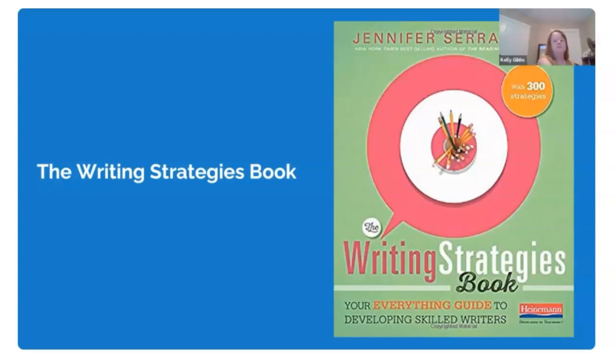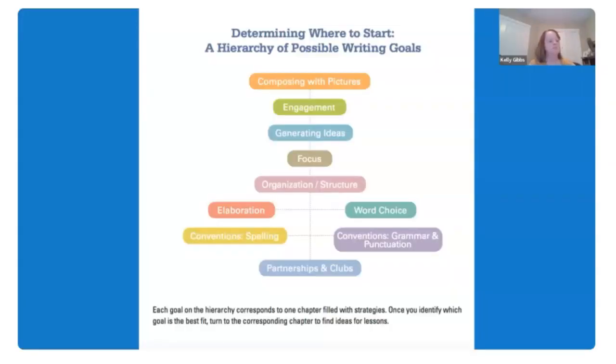This is another one, Jennifer Serravallo, in the Writing Strategies book. Her work talks about what she calls the hierarchy of possible writing goals, composing with pictures. So just starting with pictures, engagement, generating ideas. Now, some of that is going to start to feel familiar back to curriculum. How do you generate ideas? Focus, organizing, structure, elaborating on ideas, using word choice, then convention, spelling, grammar, punctuation.